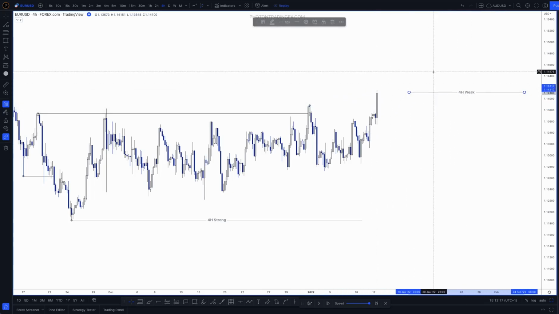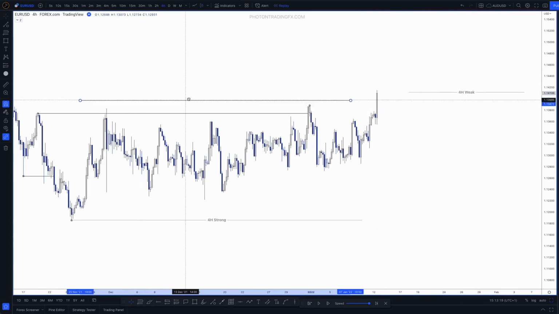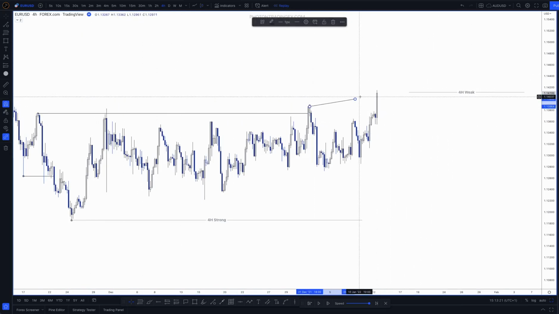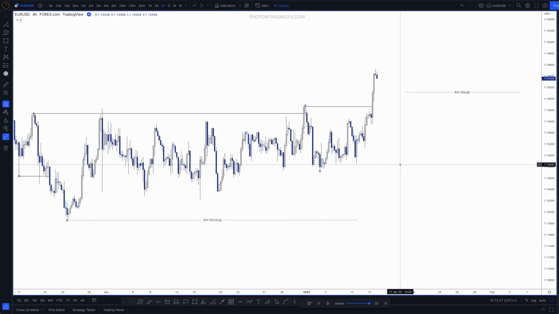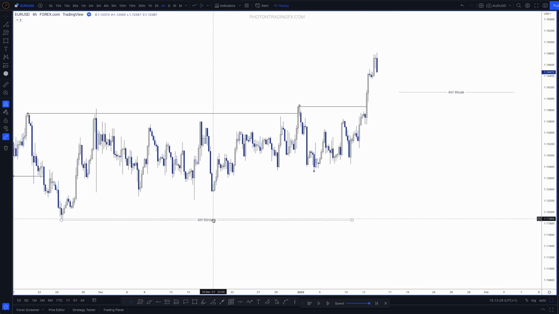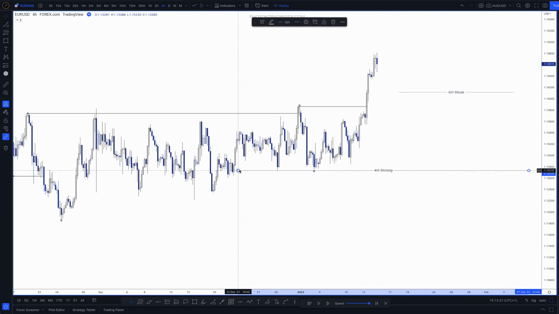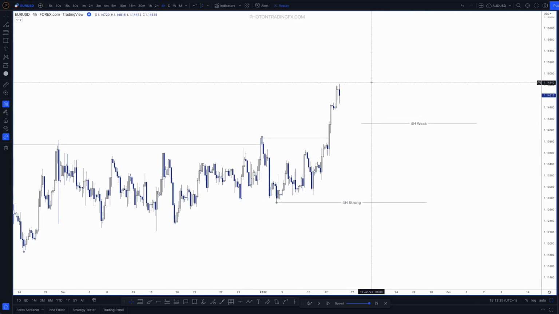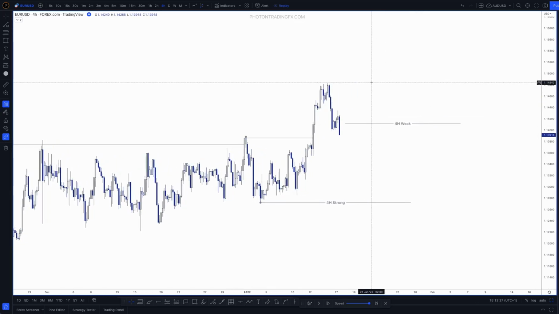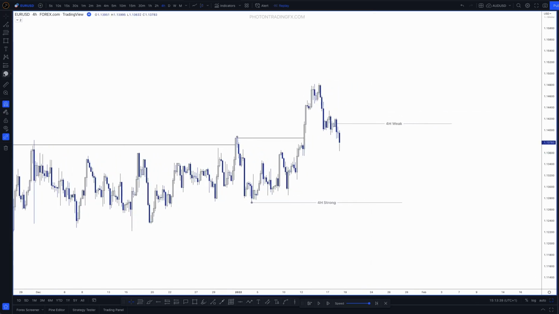Do we get a break and close above? Yes, we do. Okay, there's another boss. Cool, there we go. And there's our swing low, okay? So at this moment, you can obviously adjust this to be your strong low here. All right, so on and so forth. And then this is our weak high here, right?